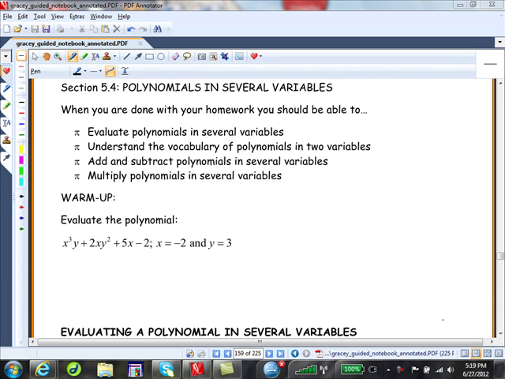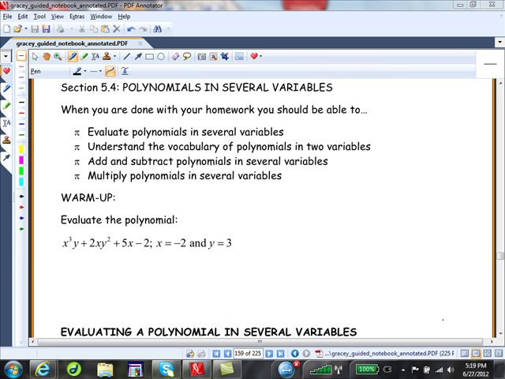Today we'll be evaluating polynomials in several variables. It's very important to understand the vocabulary of polynomials in two variables, and then we'll be doing all the same stuff we were doing with polynomials in one variable. We'll be adding and subtracting and multiplying. So you just need to remember all your rules about multiplying same bases, and all that good stuff, and apply it to polynomials that have more than one variable. Right? So let's go ahead and warm up.